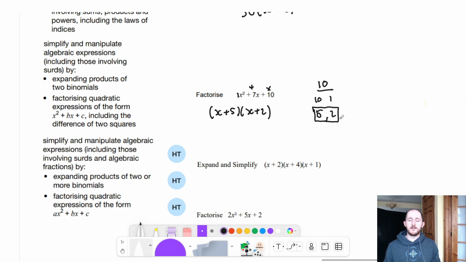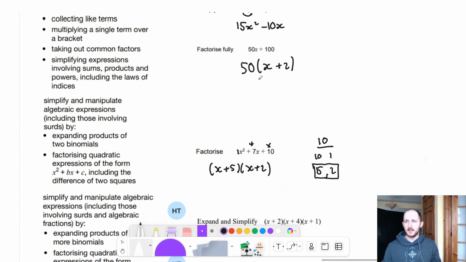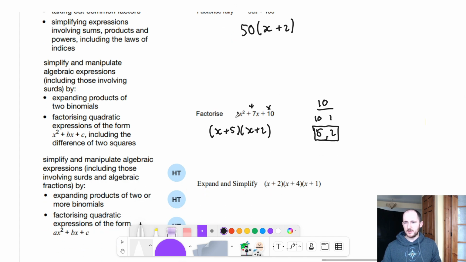Now, the beauty of factorised questions is you can always check your answer, so you know if you've got it right, by expanding the brackets again. So if I go back to this question, 50 times x gives me 50x, 50 times 2 gives me 100. So I know 100% guaranteed that I'm right. Now, how can I do that with this? Well, we're going to expand and simplify these double brackets, which basically hits 2 spec points in one because I'm cheeky.